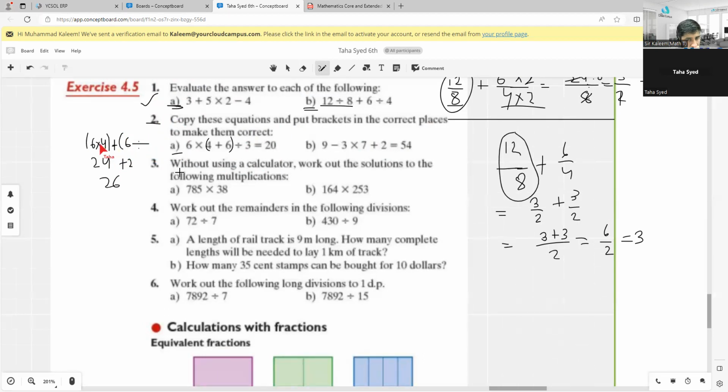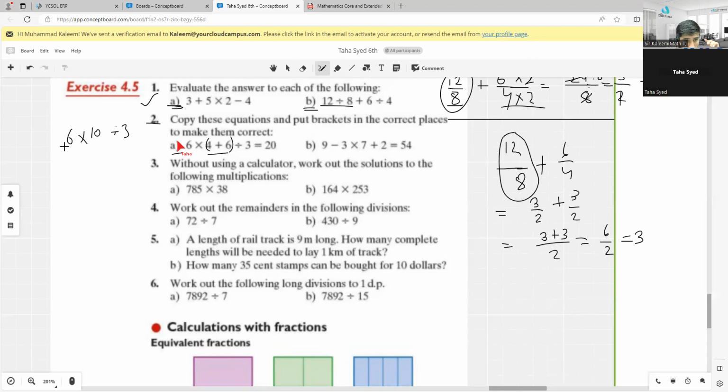If you put it here, it will also not be correct. No, it's correct. Yes, it's correct. How? 4 plus 6, first we have to solve the bracket here. So it will be 10. Then 10 times 6, 60, then 60 divided by 3.